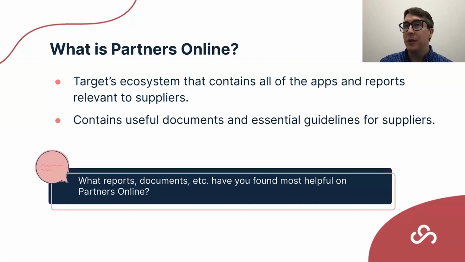So a question to everyone on here: for people that already know Partners Online, what are some reports and documents that you find most helpful or reference most often? It could be helpful for everyone in the group if you could share that in the chat.